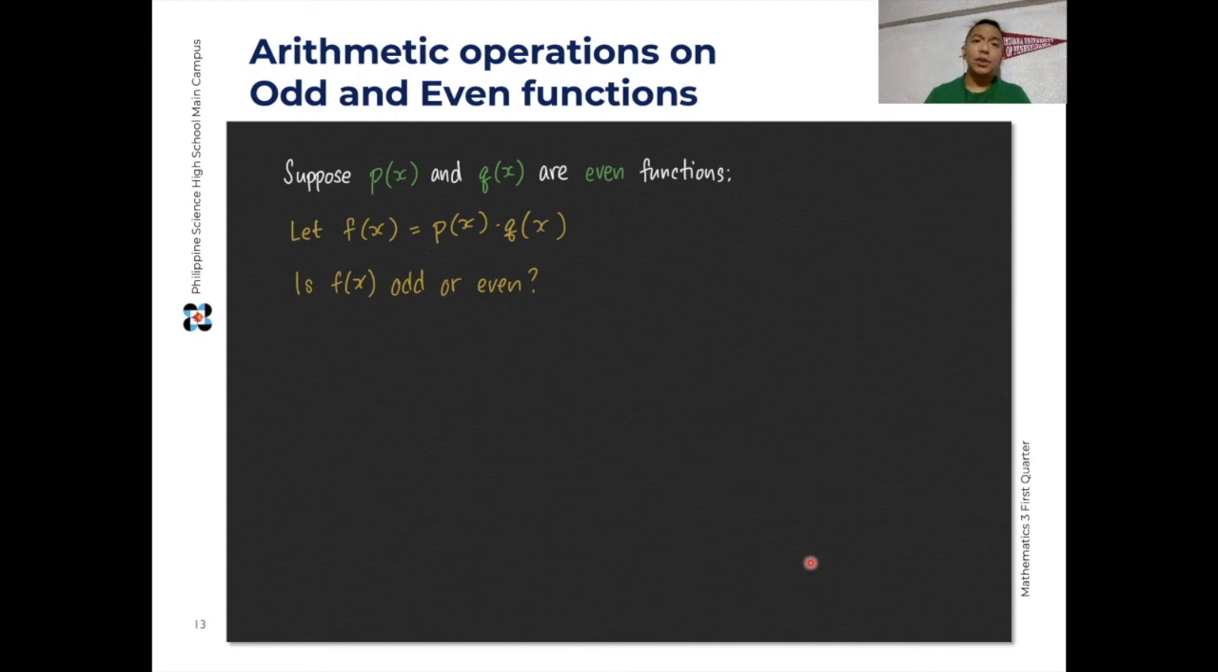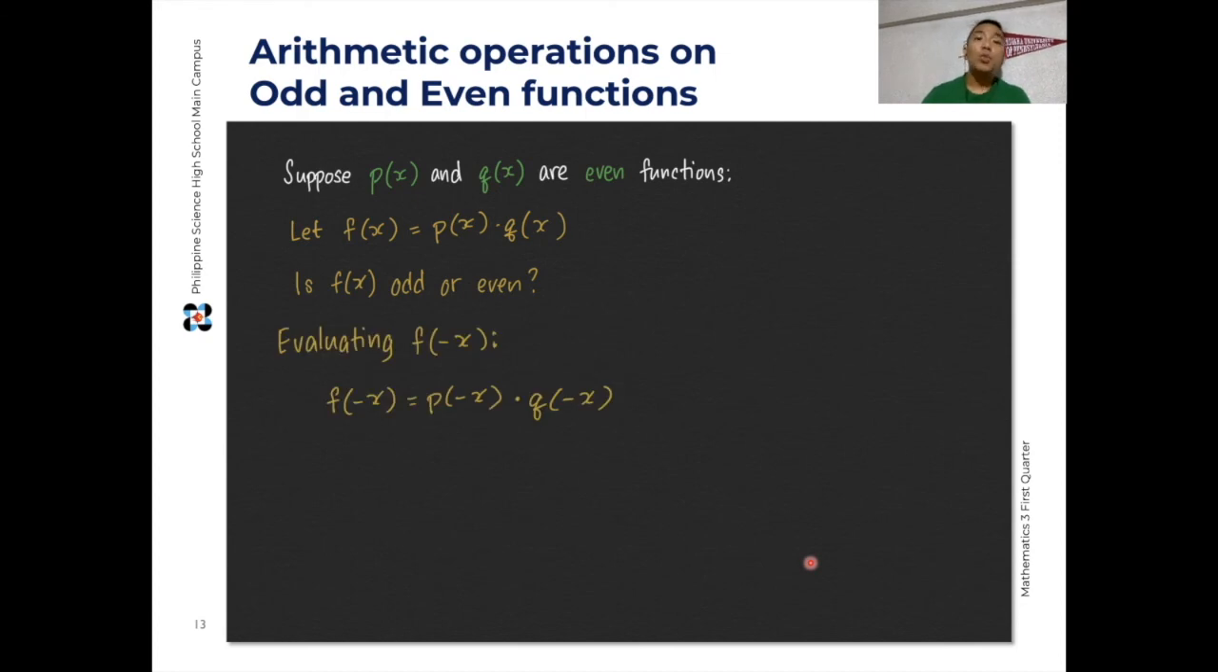Okay, last, let's do some arithmetic operations on odd and even functions. So let's say, meron akong dalawang function, si p at si q. Pareho silang even. Yung product ba nila magiging odd? Will it remain even or baka hindi na? Hindi natin alam yung graph, so we can't base our answers from the graph.